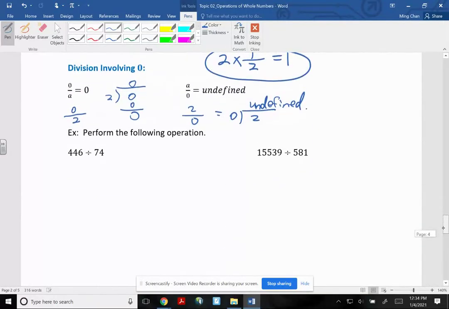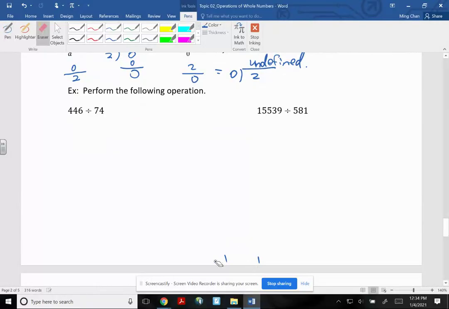Now, I have a little trick when it comes to long division. I'm going to show you real quick the way I estimate. So 446 divided by 74. The first thing we do is make sure we line up correctly. 74 cannot go into 4. 74 cannot go into 44. 74 can go into 446. So the first quotient has to go on top of the 6.